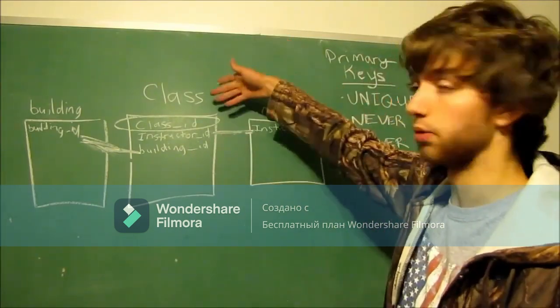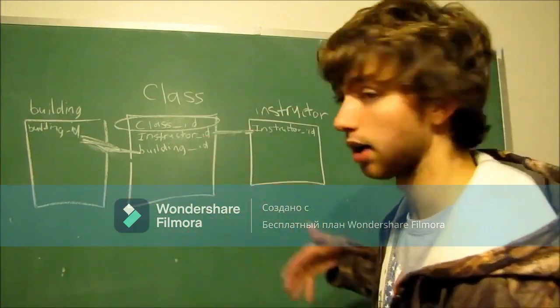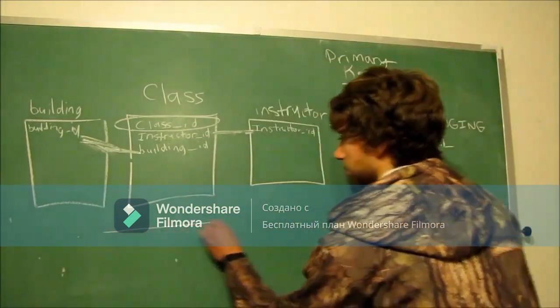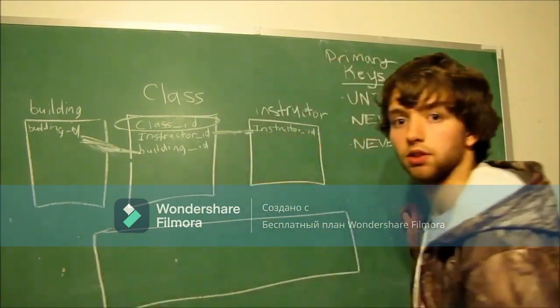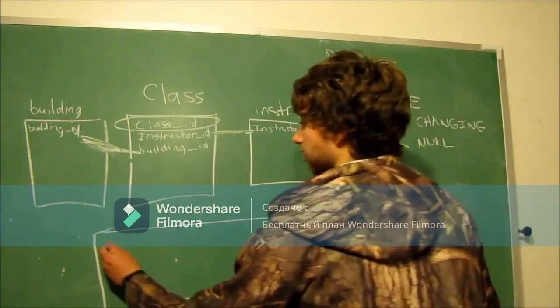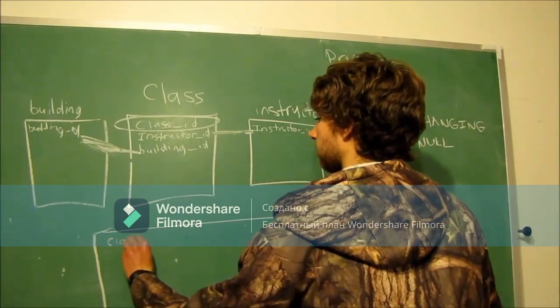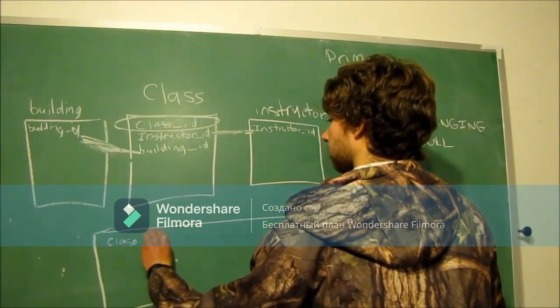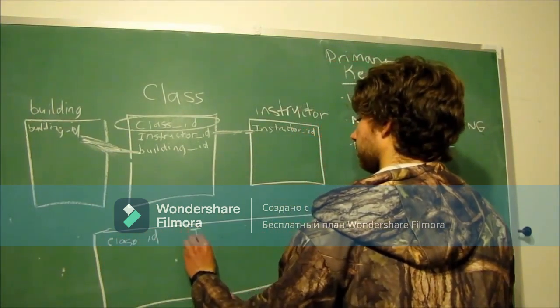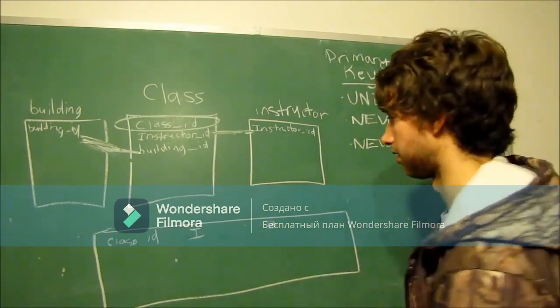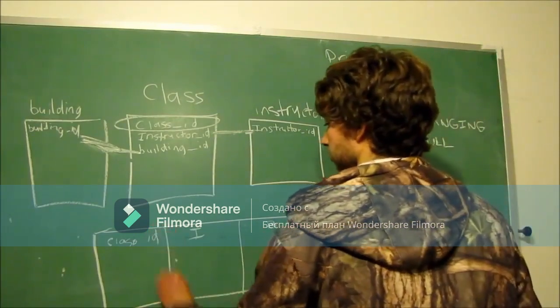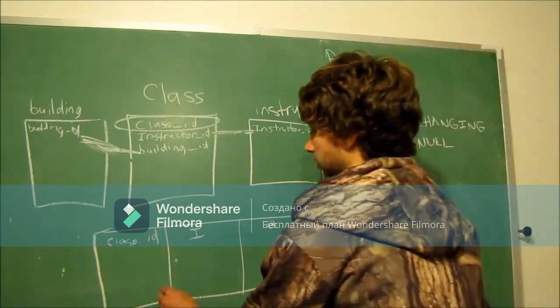When we have a row within our class table, let's draw this table out a little bit better so we can see how it would work. So let's say this is an actual example of the values within this table. We have a class ID, an instructor, I'm just going to put I, and then the building ID, just for simplicity. Just because I don't feel like writing all that out.